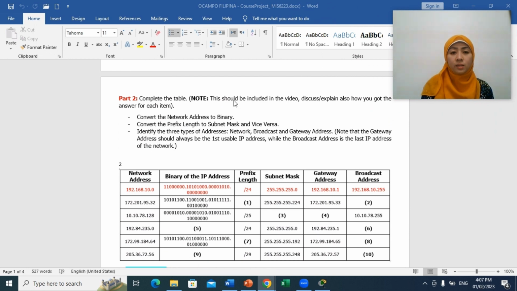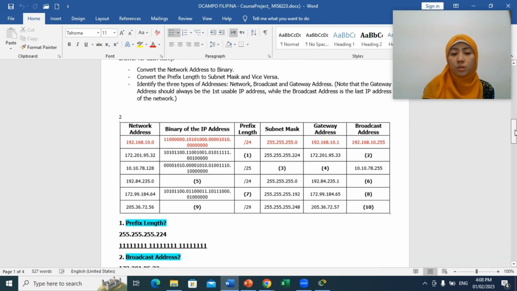Complete the table. Note this should be included in the video. Discuss and explain also how you get the answer for each item. Convert the network address to binary, convert the prefix length to subnet mask, and vice versa. Identify the three types of addresses: network, broadcast, and gateway address. Note that the gateway address should always be the first usable IP address, while the broadcast address is the last IP address of the network.